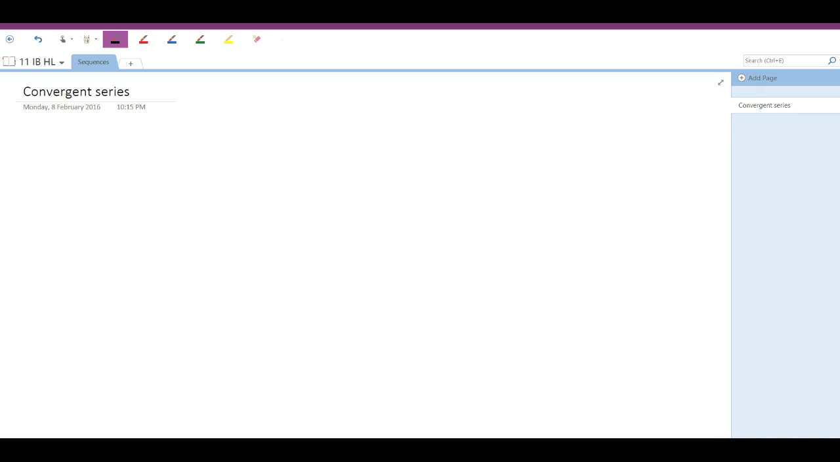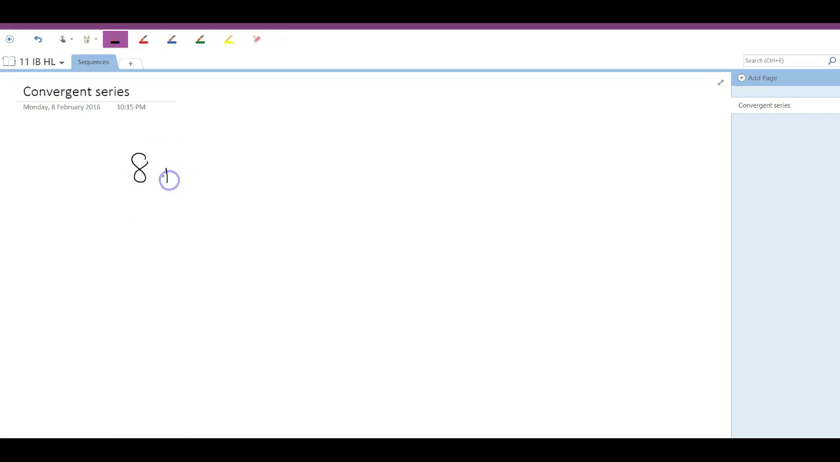Okay, I'd like to go through what's known as convergent series now with you. So what we're looking at here are geometric sequences whose terms get so small. So let's have a look at an example here of a divergent series perhaps.